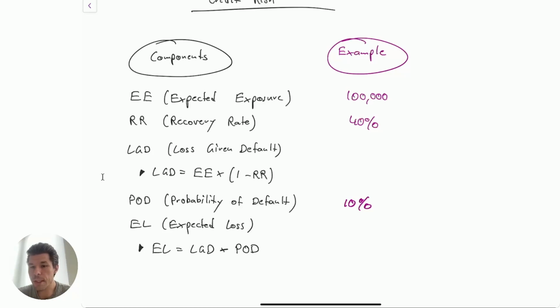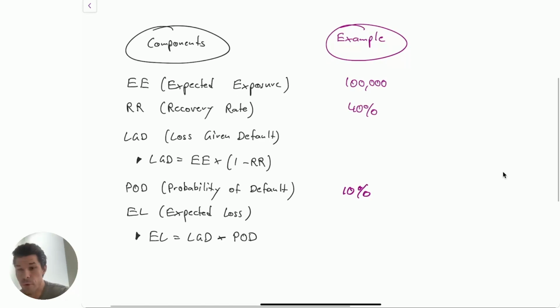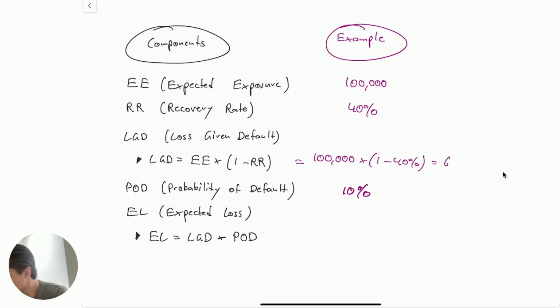Let's do a step-by-step calculation. Let's start with loss given default. Loss given default equals expected exposure times 1 minus recovery rate, which would mean you start with 100,000 times 1 minus 40% equals 60,000. So this is the loss given default. If the borrower really defaults, the bank thinks it would lose 60,000 and 40,000 can be recovered.